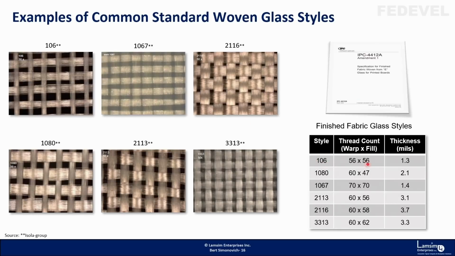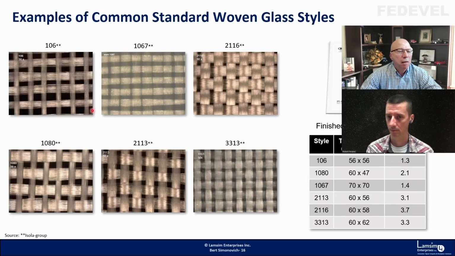Like 106 means it has a warp and a fill spacing of 56 threads per inch. So this 106 is 56 threads per inch going along here. And it gives a certain thickness of the actual laminate itself.